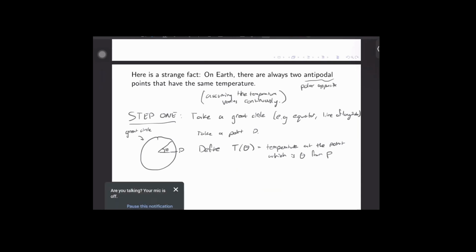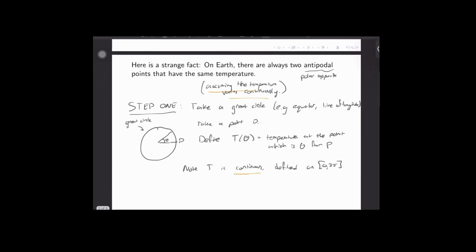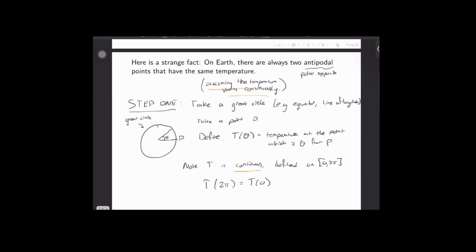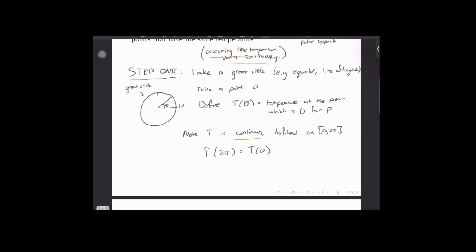Be it along the surface or up in the atmosphere, it doesn't really matter. And we'll note that T is continuous and is defined on 0 to 2 pi. Why is it continuous? That's just because we're assuming the temperature varies continually. And we'll make a last observation that T of 2 pi, of course, is just T of 0. And that's just because if we go around the whole circle, we end up right back where we started. Okay, so now we have a temperature function that we can play with.